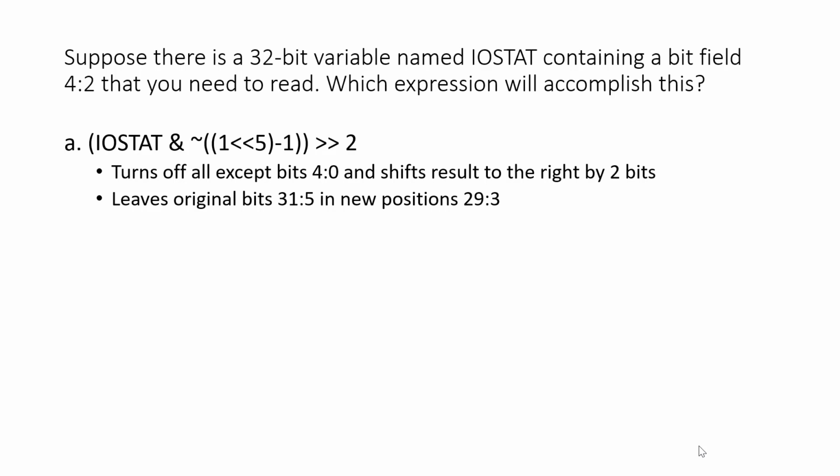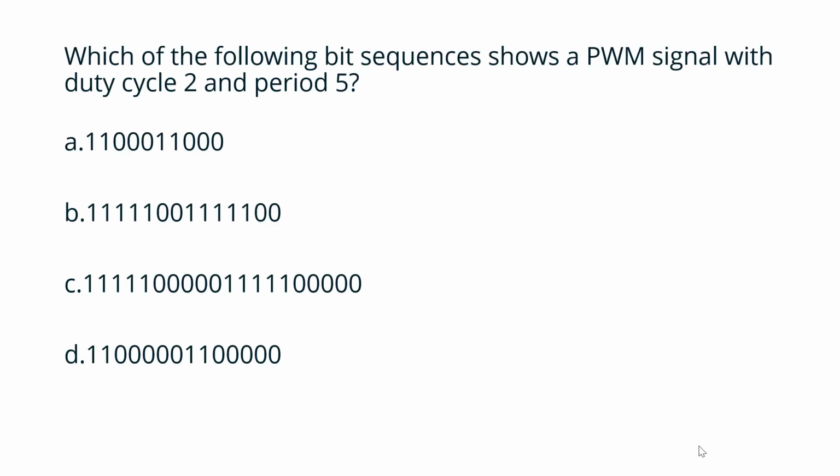Okay. Which of the following bit sequences shows a pulse width modulation signal with duty cycle 2, period 5? Duty cycle 2 means it's high for 2 units of time and low for 5 minus 2 units of time. So this first one looks good, right? 2 high, 3 low, 2 high, 3 low, and this would repeat, right?